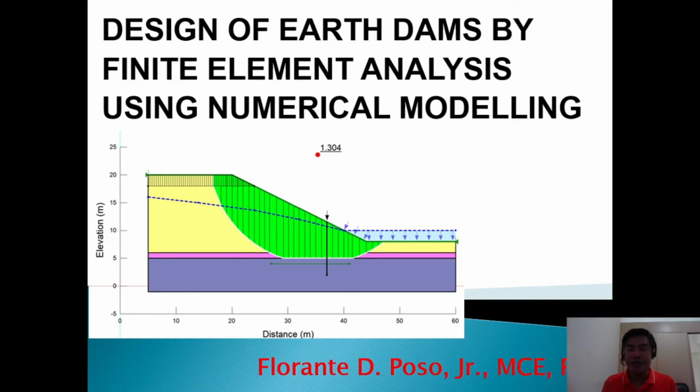So aside from those manual calculations that we prepare, part of the analysis is actually using different modeling techniques. So this is using the software. Most likely it is by finite element analysis. So what we will learn here, I will be showing you the software that we used in my previous projects.